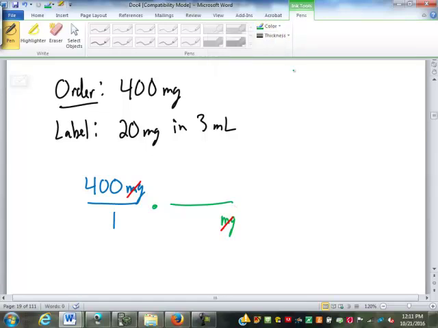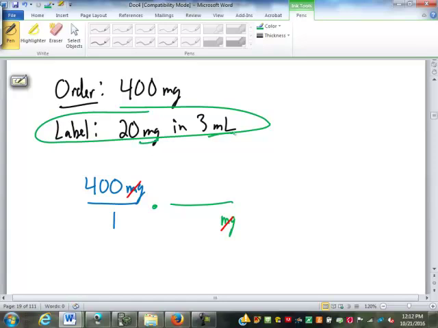Do I have a relationship between milligrams and anything else? Well, I'm using my label to do my conversion factor. So in my label, does it state a relationship between milligrams and anything else? Yeah, milligrams and milliliters. It is saying 20 milligrams in 3 milliliters.